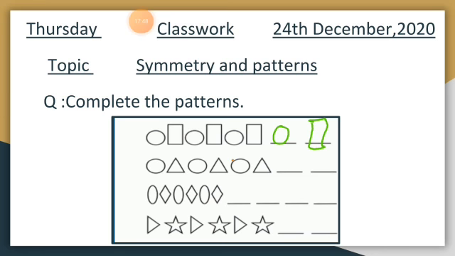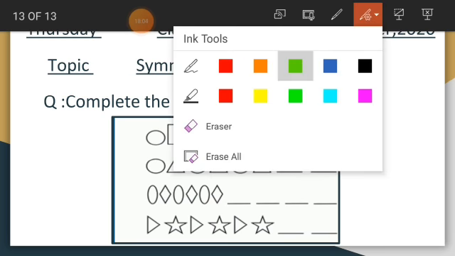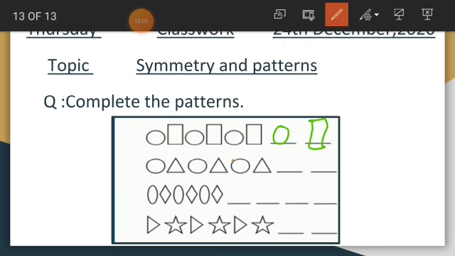Okay, now look at the second part. Circle, triangle, circle, triangle, circle, triangle. On these two lines, you will draw the next two shapes. Which will come next now? Let's draw the shapes. After the triangle, again we have the circle and again we have the triangle. Now these two shapes you will draw over here to complete the pattern.